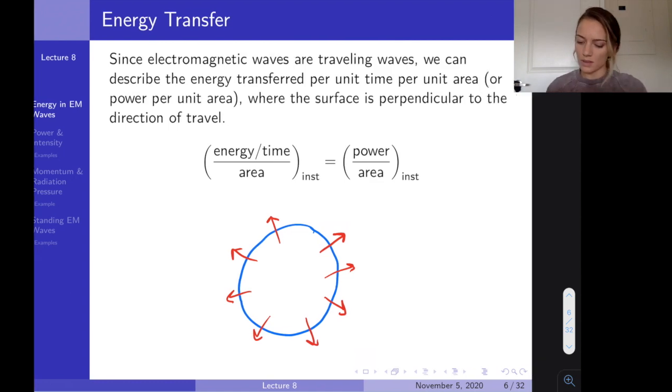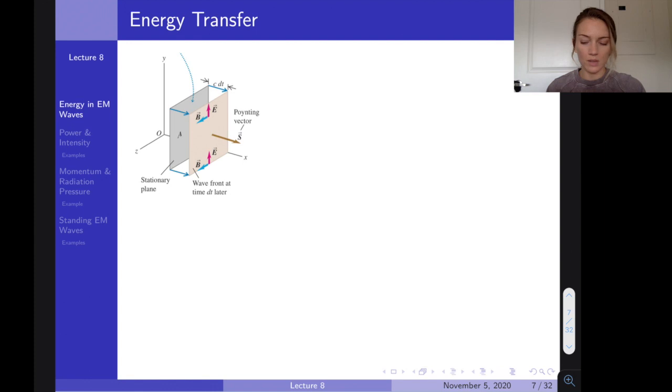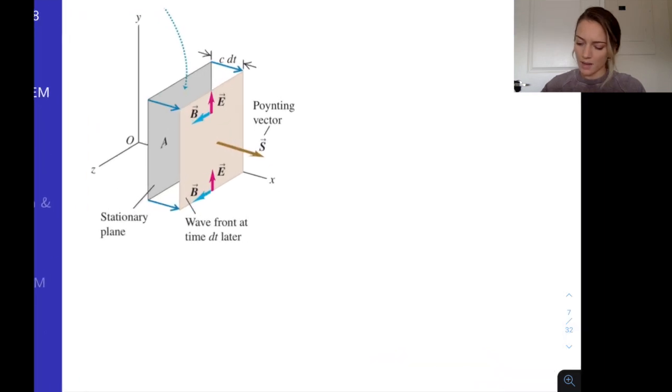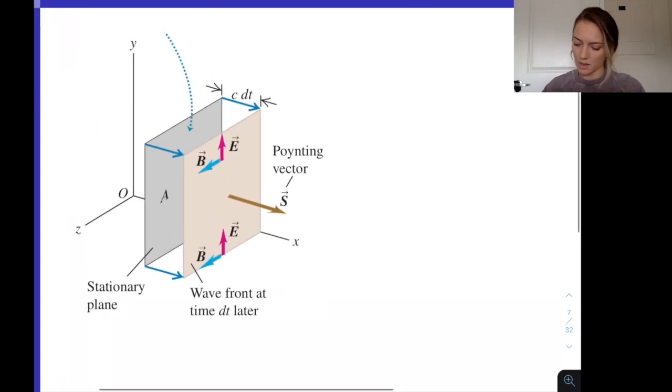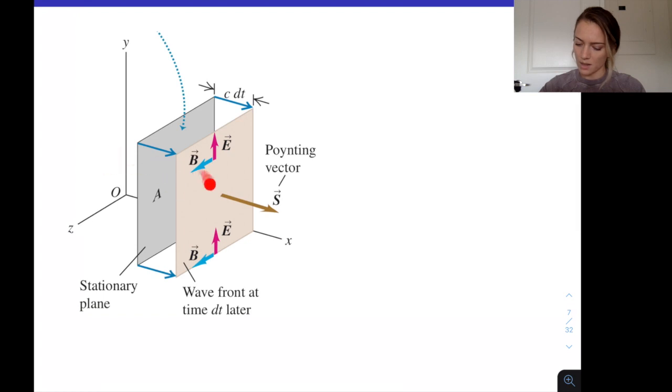Okay, so let's look at an electromagnetic plane wave. Here we have a wave coming this way. You have your electric field oriented in the y direction, the B field oriented in the z direction, and it just looks like a plane wave like we did in the last lecture. Let's just take some random plane here, some plane in the YZ axis, and this is like our unit area.